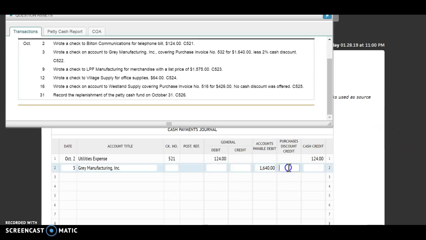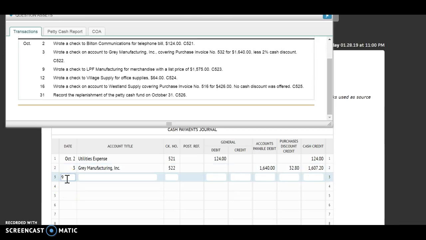Now I need to figure out my discount. It says that I got a 2% discount. So I'm going to take 1,640 times 2%. And that gives me a discount of $32.80. Then I'm going to figure out how much cash I actually paid them. So I'm going to take the full amount, 1,640, minus the discount that I received of $32.80. And that tells me I paid $1,607.20. Last thing I'm going to do is write in my check number 522.